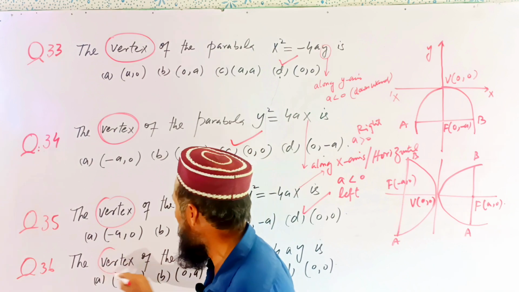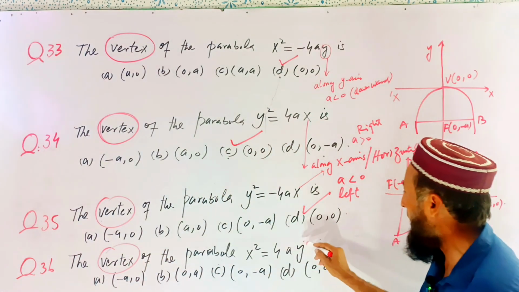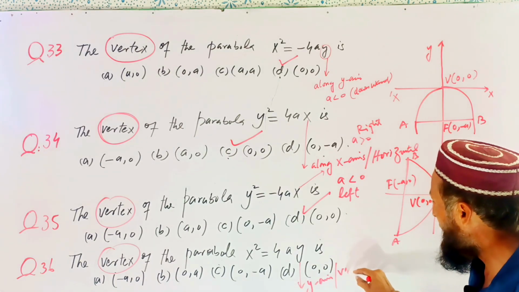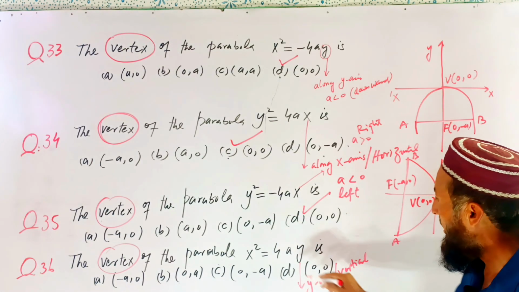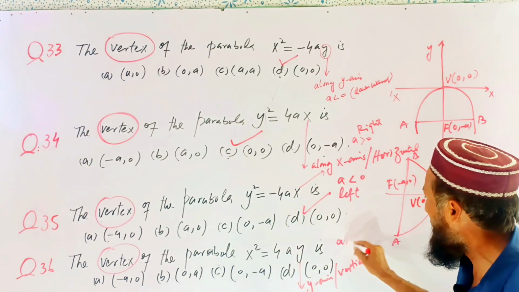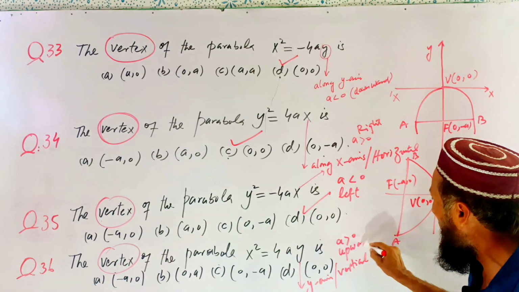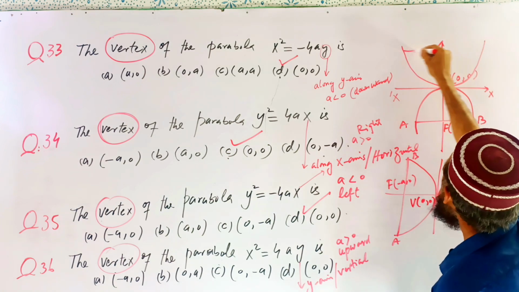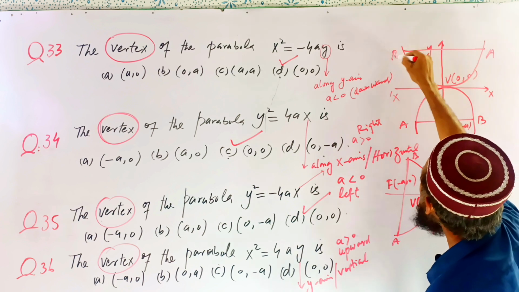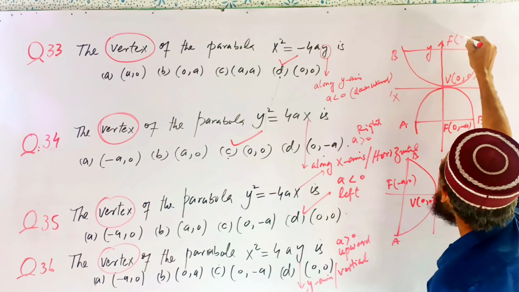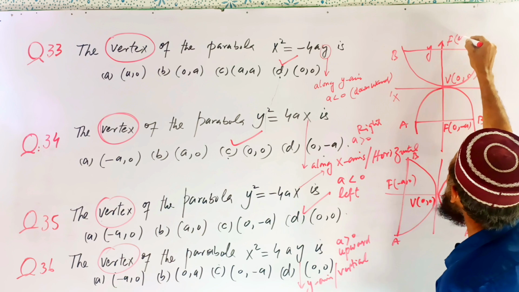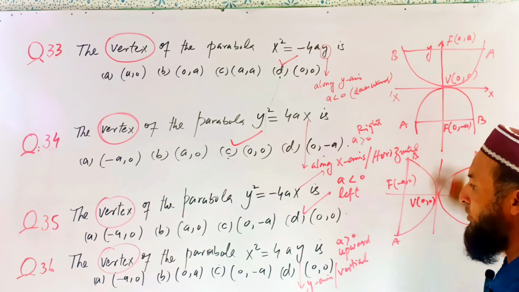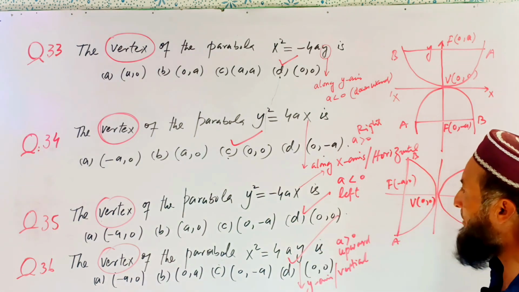Similarly, in question number 36, the parabola is along the y-axis, vertical form. If we check here, positive sign, a is greater than 0, an upward parabola means we are making an upward parabola like this one, with A and B, and the focus is this one, where x is equal to 0 and y is equal to a. The vertex is again 0, 0. So option D is the correct option.